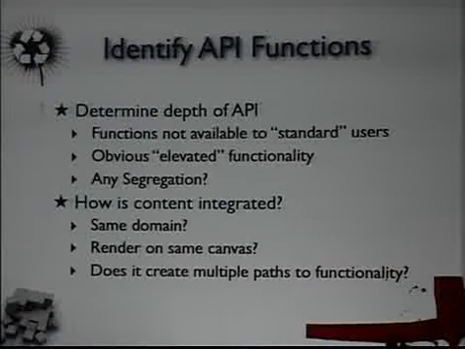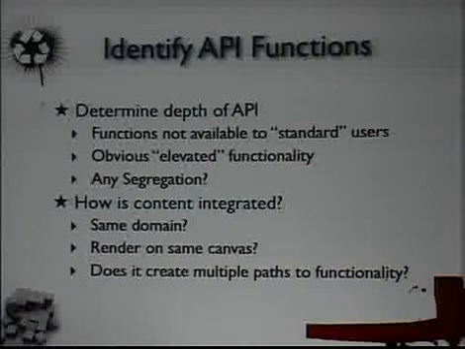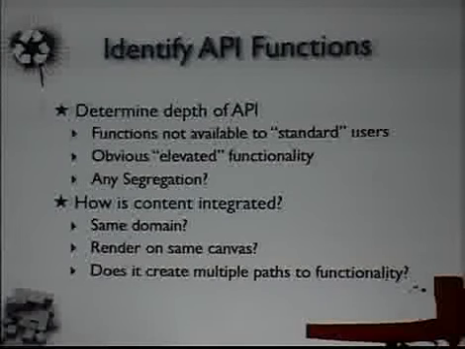Also, is there any segregation between the API calls and the actual application itself? Because that would definitely cause a problem. If your API and your application are one and the same, and you're integrating content, now all of the content that you're integrating into your application is rendering on the same canvas if it's a web application, which can be very bad, as we'll see later. How is your content integrated? Is it integrated into the same domain? Is it rendered on the same canvas? Are you creating multiple pathways to similar functionality?